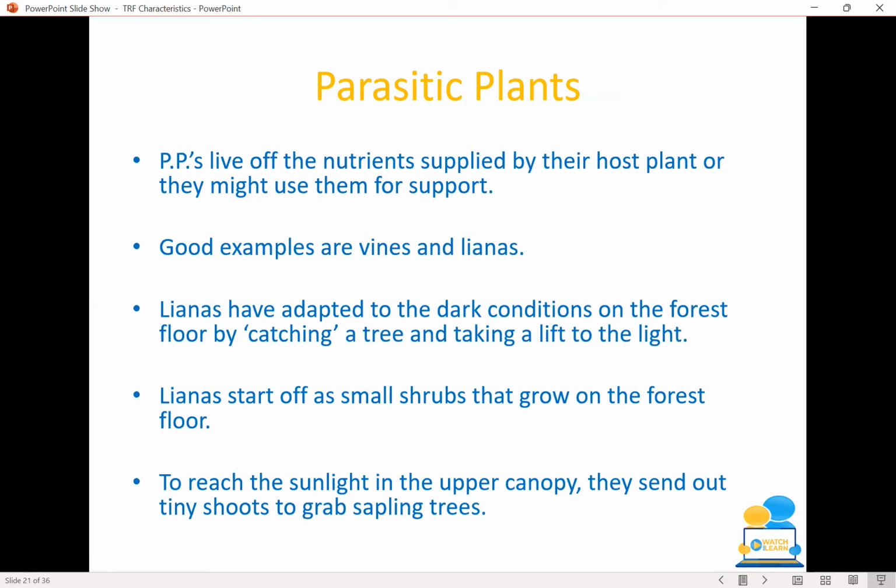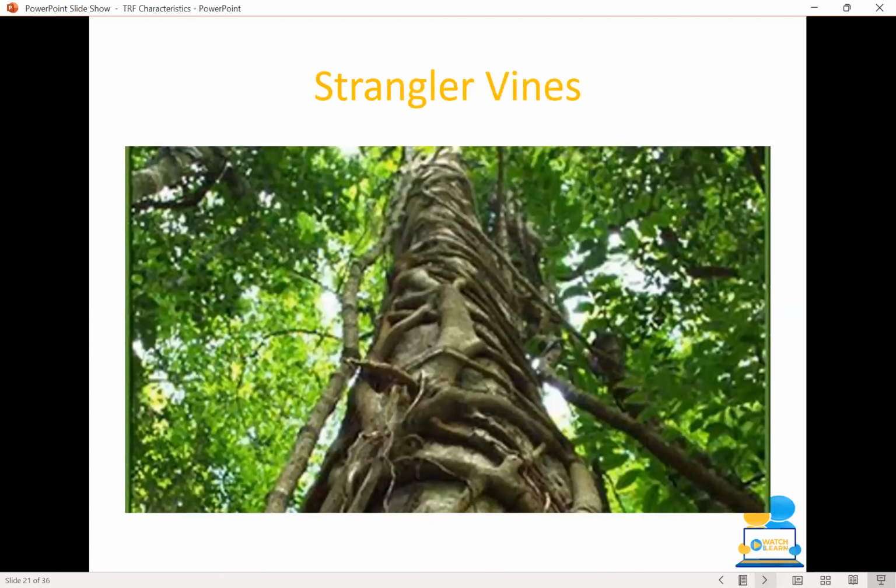Lianas have adapted to the dark conditions on the forest floor by catching a tree and taking a lift to the light. The lianas start off as small shrubs that grow on the forest floor. As we know, you need to get up to sunlight to survive. So to reach this sunlight in the upper canopy, they send out tiny shoots that grab saplings or young trees. Then as the trees grow up and get bigger, the lianas are able to grab and go with them, and therefore take a ride up to the sunlight and feed off of the tree that they've grabbed hold of. So again, this is how these types of plants have adapted to the conditions that they see.